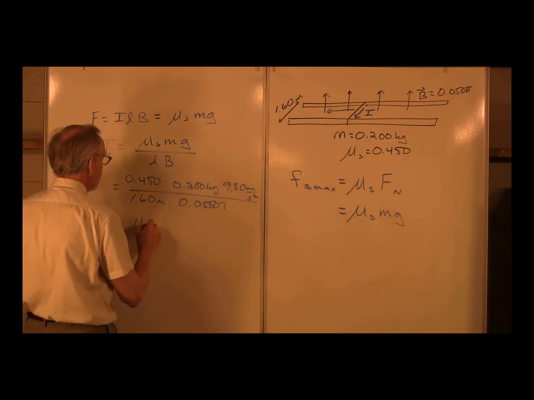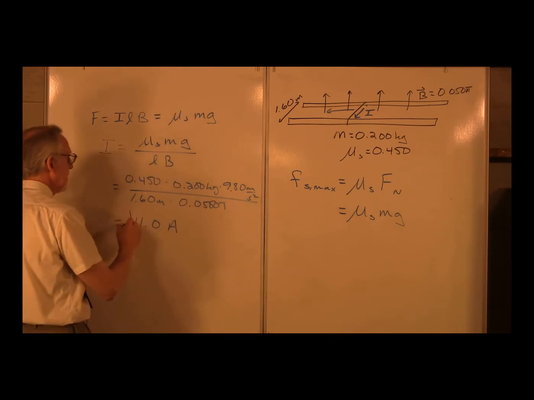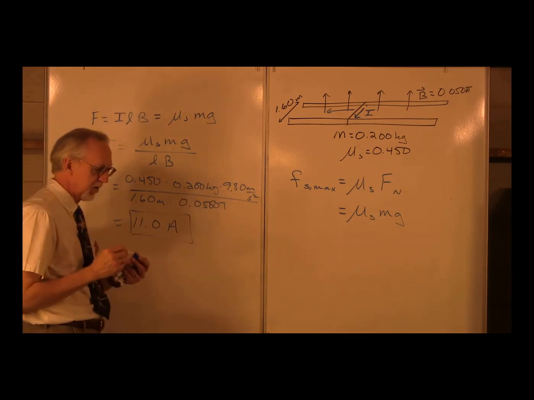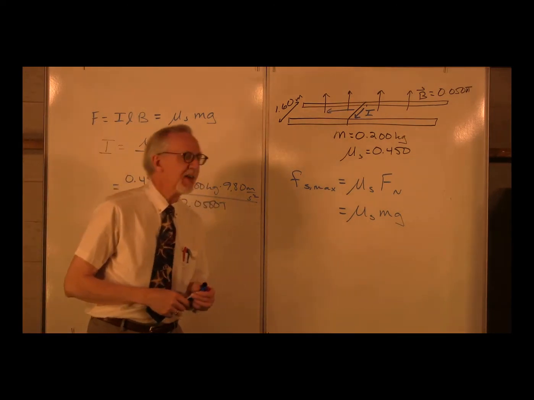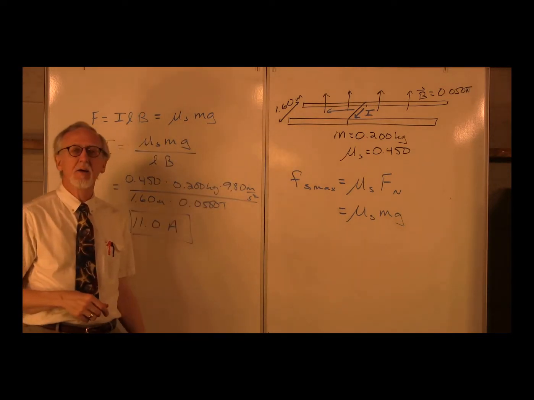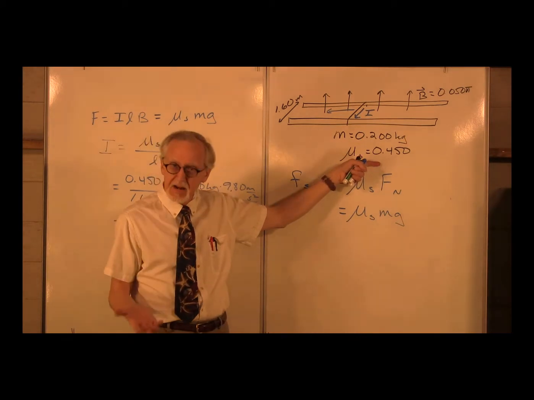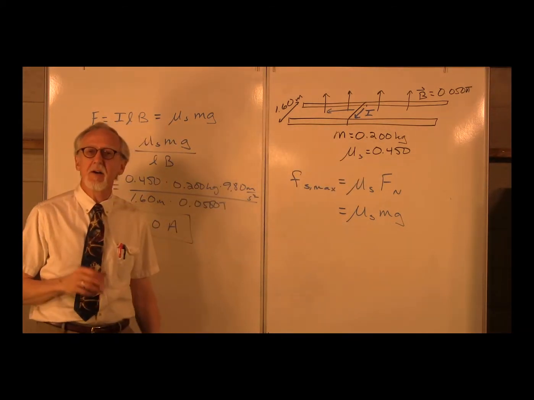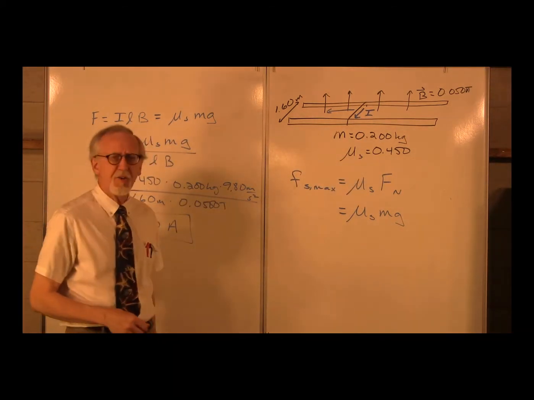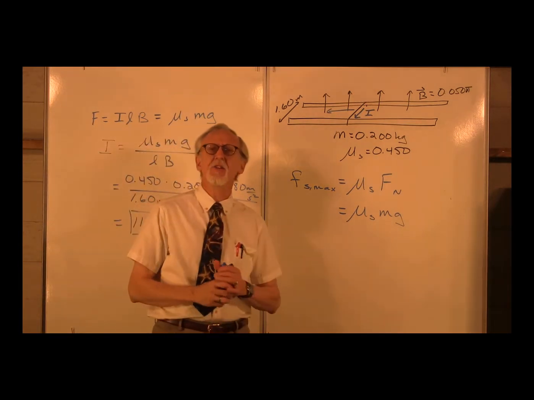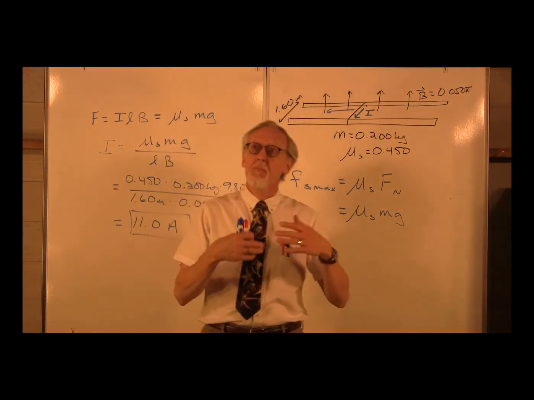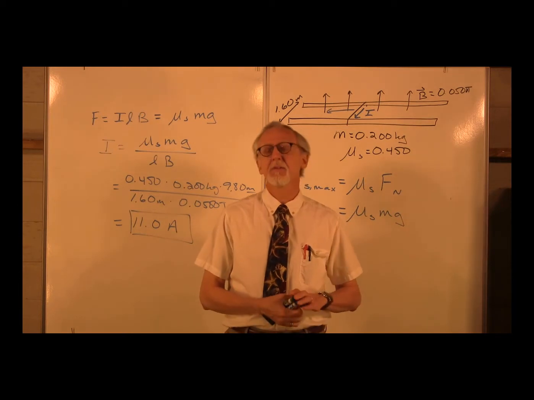We get 11 amps. So we would need a current just larger than 11 amps to get this thing started, but then we could decrease it depending on what the coefficient of kinetic friction is. We could decrease the current to keep it moving. Very, very good. I would like to take a look now at a somewhat more involved problem.